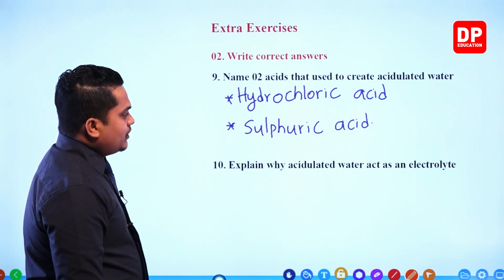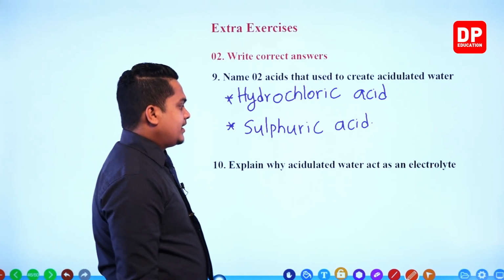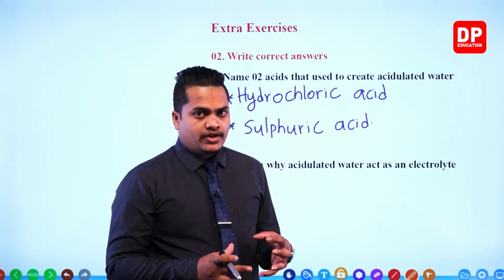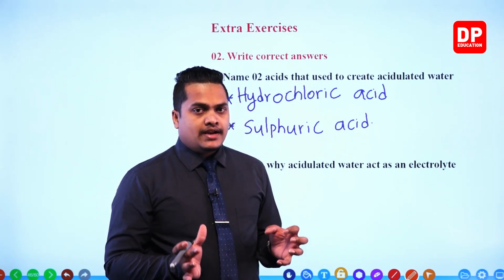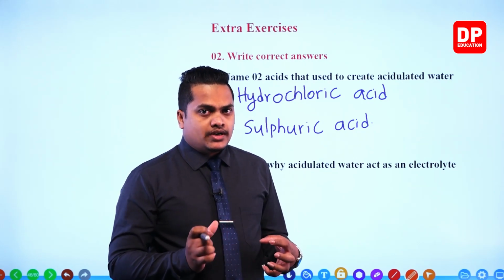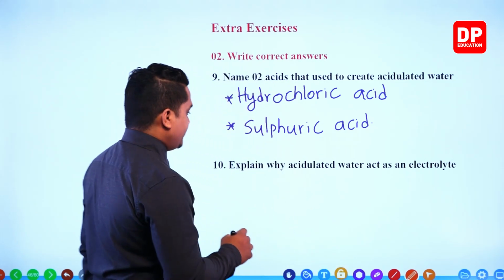Explain why acidulated water acts as an electrolyte. So you know that when adding acid, ions within the water are getting separated and they become mobile. So therefore, acidulated water contains mobile ions. Okay, so we can write the answer.